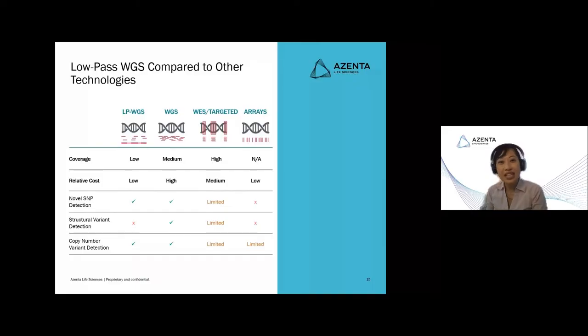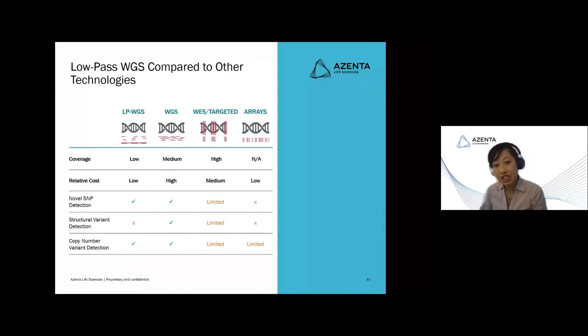low-pass whole genome sequencing can be compared to the different platforms in a few different ways. If we look at cost and coverage, there are quite a few advantages. So the relative cost is comparable to an array and is lower than whole genome and whole exome, and can be lower than a potentially targeted solution as well. So when it comes to novel SNP detection, low-pass is a practical method compared to whole genome and whole exome. And for the human genome, imputation does allow for interrogation of up to 85 million SNPs for variant detection.